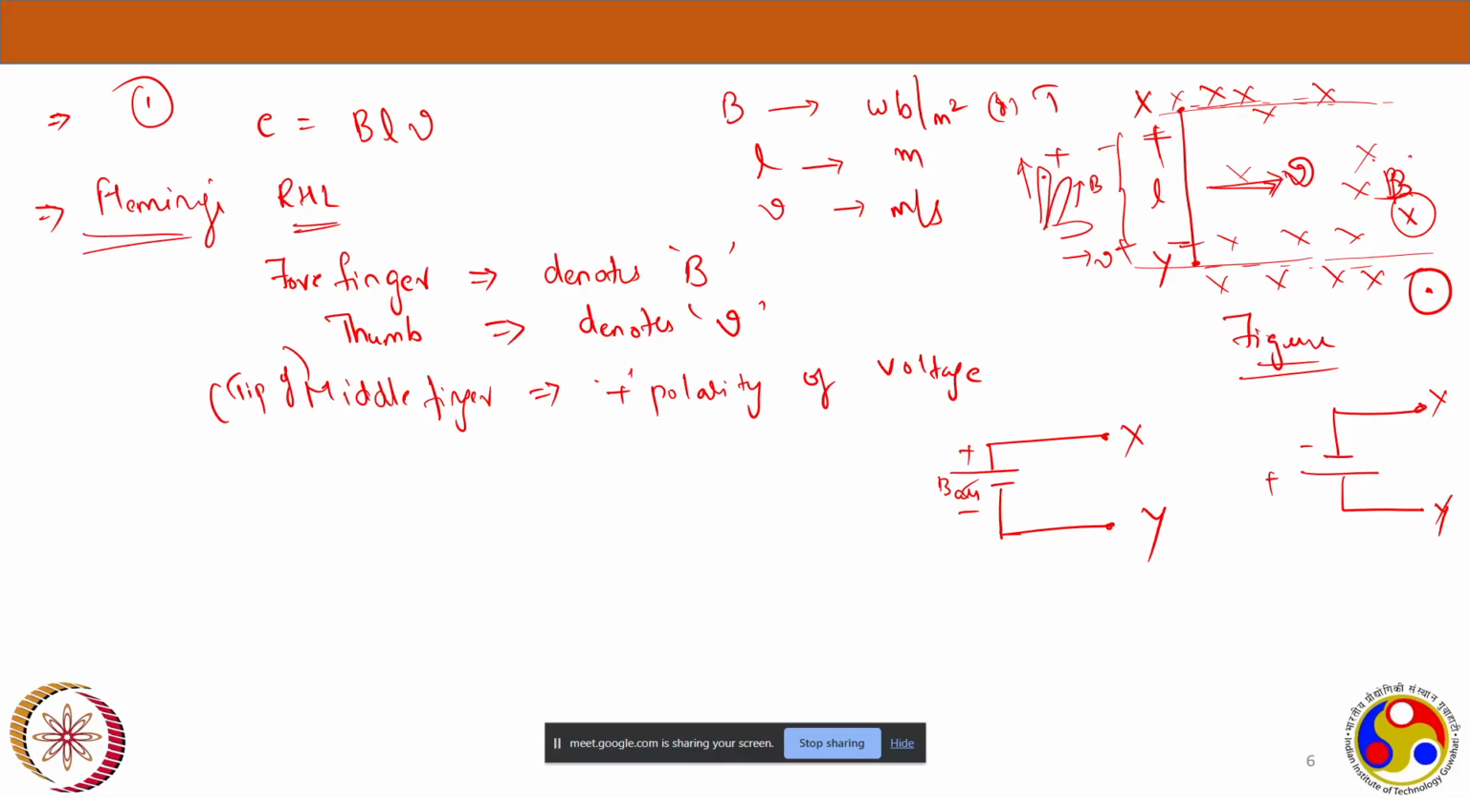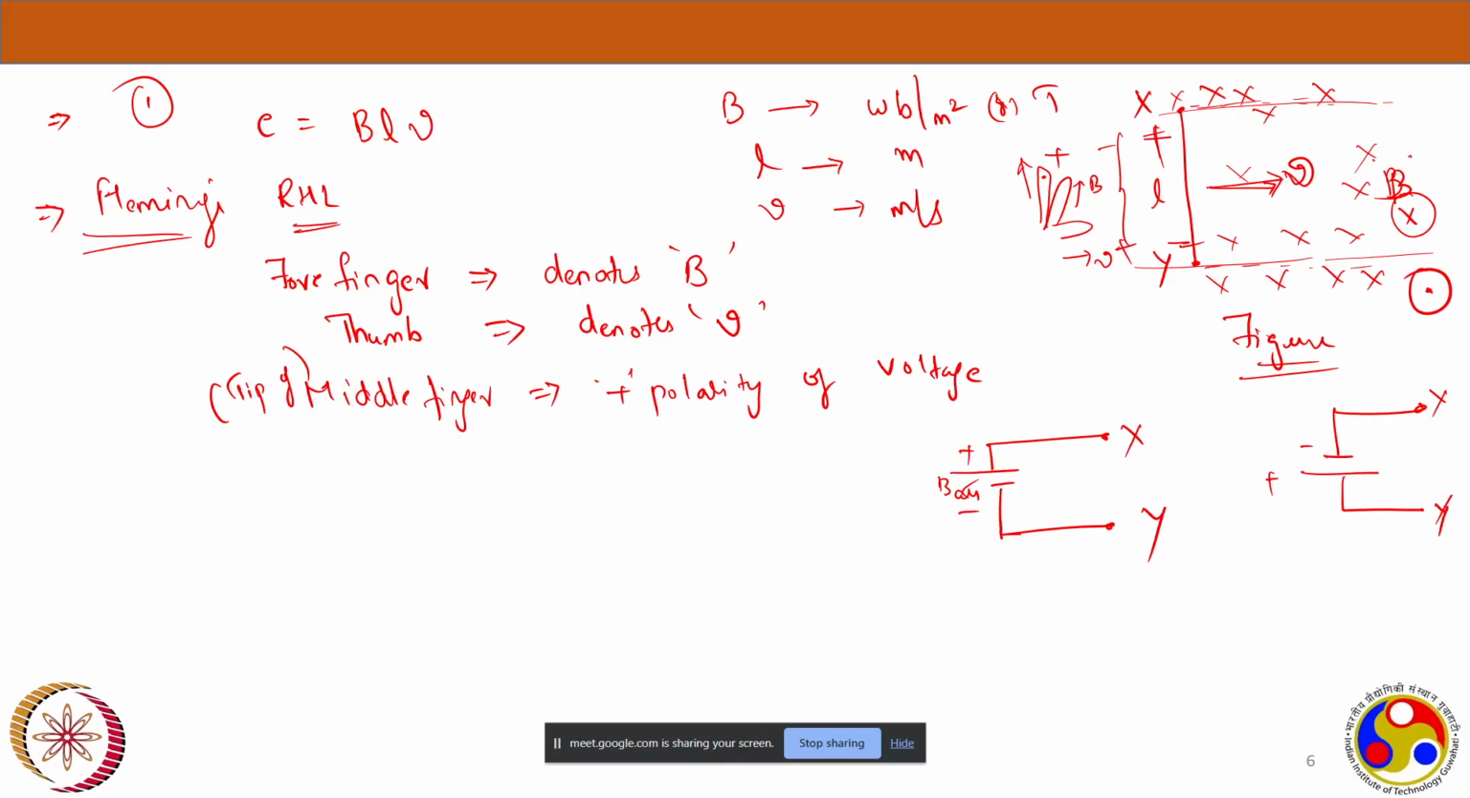Let's say our conductor is moving like this, and my magnetic field is like this. It is moving perpendicularly, so then only you will have induced voltage. Now let's say my magnetic lines are like this, and I'm moving my conductor up and down. Then there won't be any induced voltage, because the velocity and magnetic field are parallel to each other. They are not perpendicular anymore. In that case, there won't be any induced voltage.